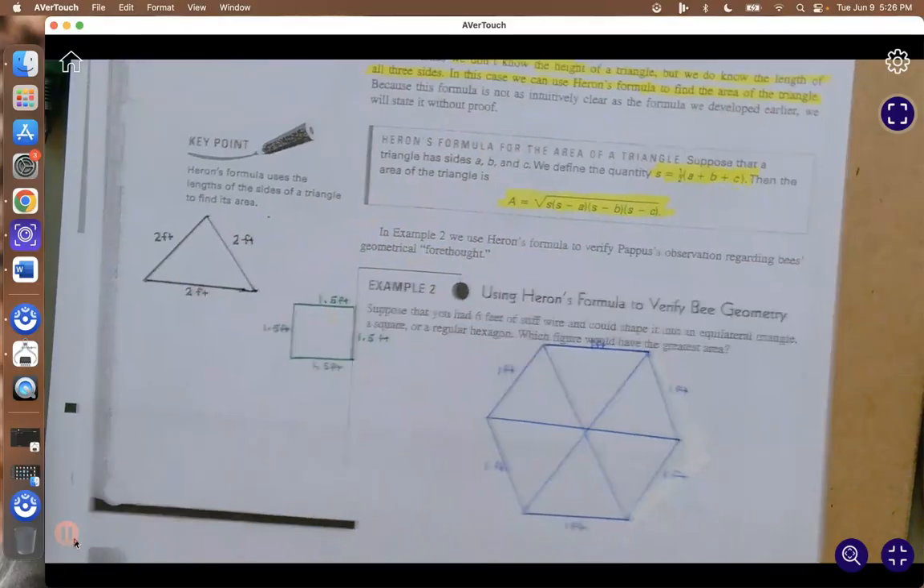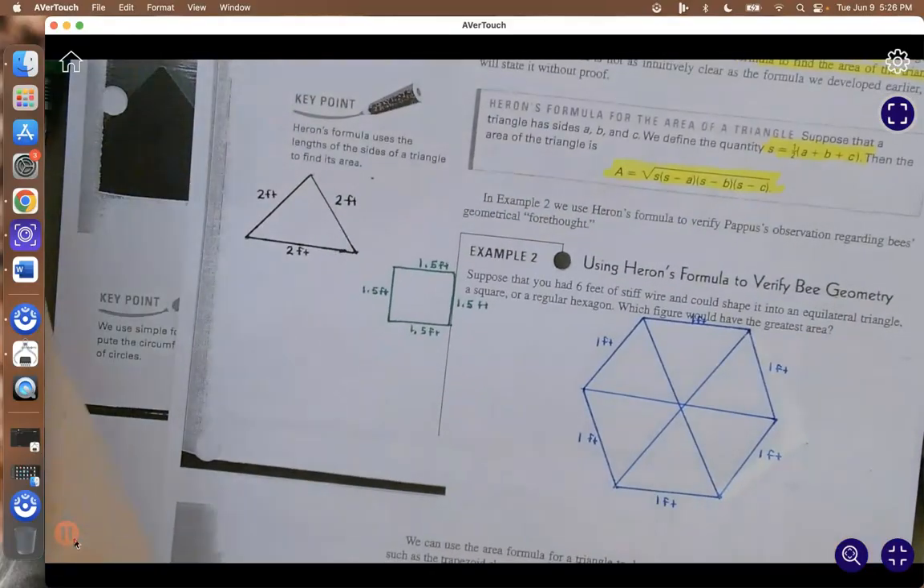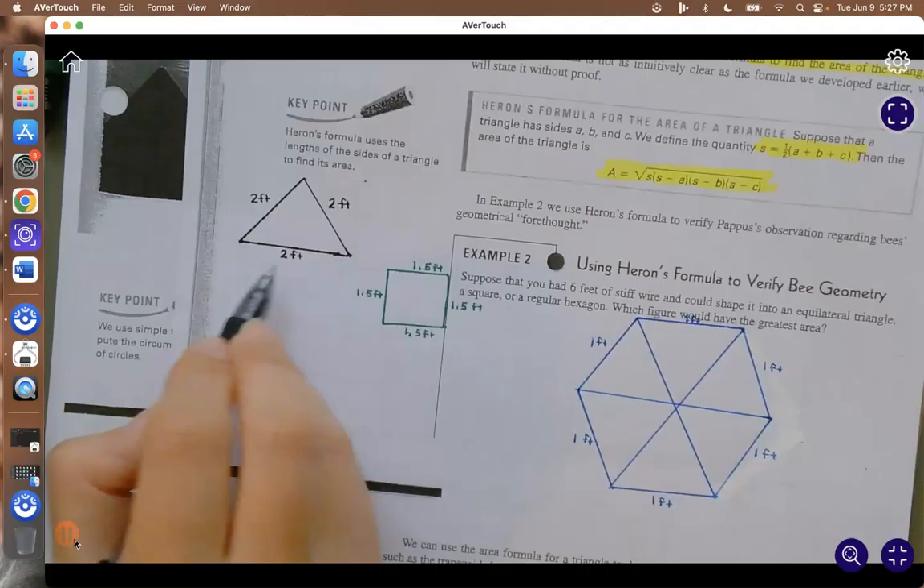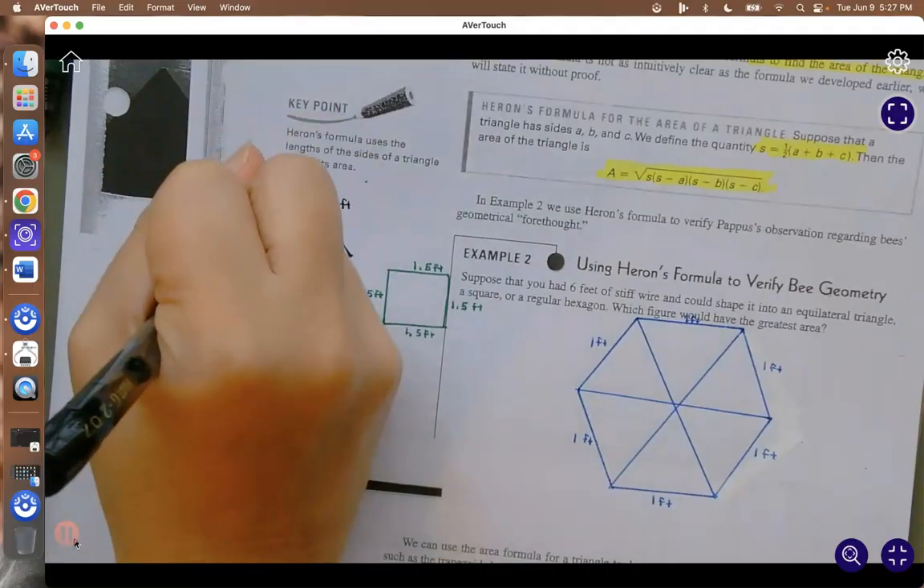Okay, now let's look at what we have here. Let's do a triangle first. It says, suppose you had 6 feet of stiff wire and could shape it into an equilateral triangle, a square, or a regular hexagon. Which figure would have the greatest area? Okay, so if you want to pause this and recreate this, and then unpause it when you've got it drawn. All right. So we know that all 3 sides are 2 feet.